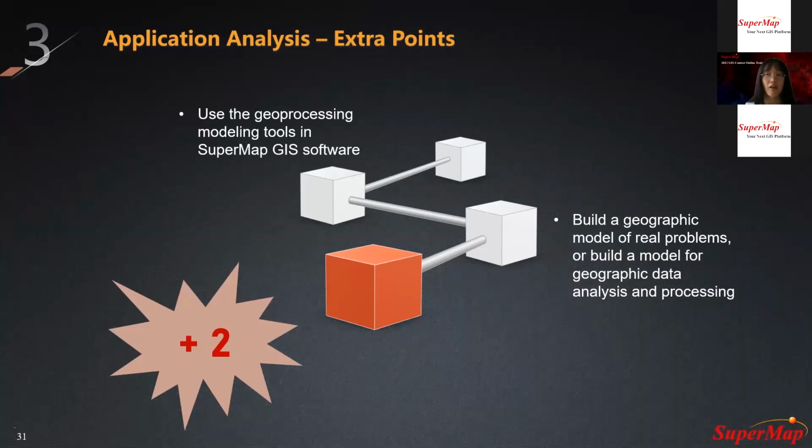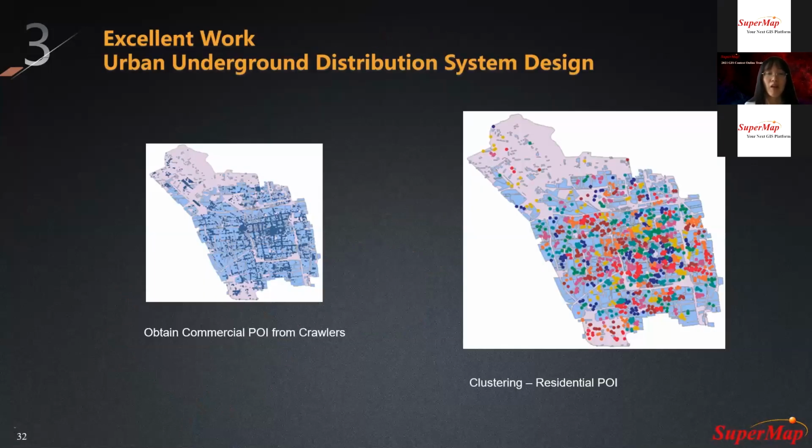And here we will introduce you to some excellent works from other contestants. The first one is a teamwork. This team wanted to design an urban underground distribution system. They obtained their points of interest using crawlers, and in their report, they represented them with clustering methods, which is much more informative than the ordinary points you can see on the left map.